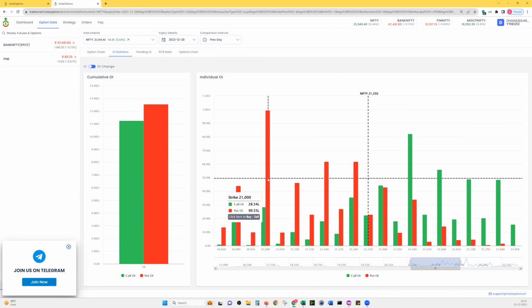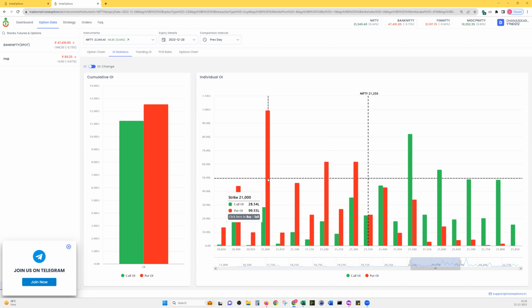On the other hand, at 21,000 put option, you can see 99 lakh open interest is there. Call option has only 28 lakh open interest. Now you guys tell me whether the person who has taken the put option over here, the 99 lakh open interest, denotes a bullish view or a bearish view?